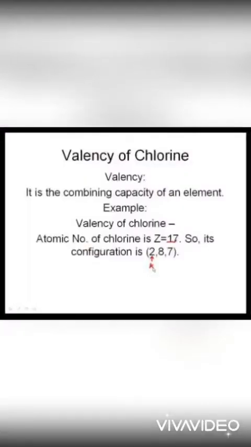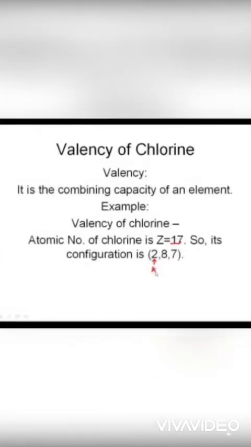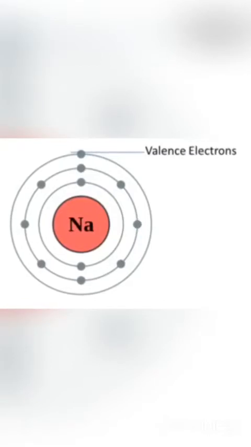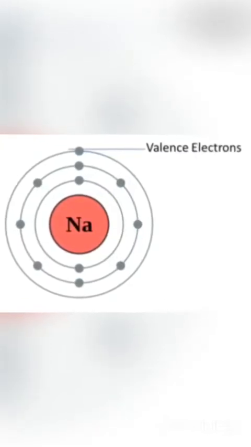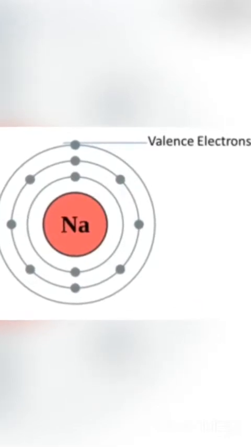So hydrogen, it takes 1. Valency of chlorine is 2, 8, 7. 7 is the valency for chlorine or other halogens like fluorine, chlorine, bromine, iodine. So 7 is the valency. For sodium it's 2, 8, 1. So 1 is the outermost electron, so this one is the valency for sodium.